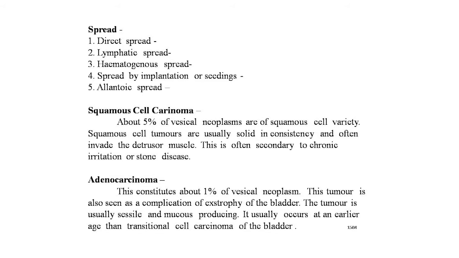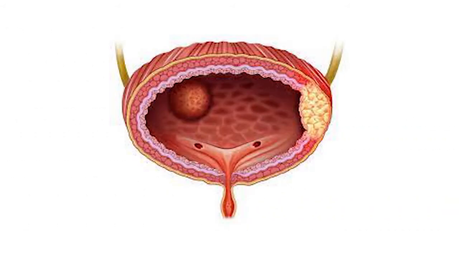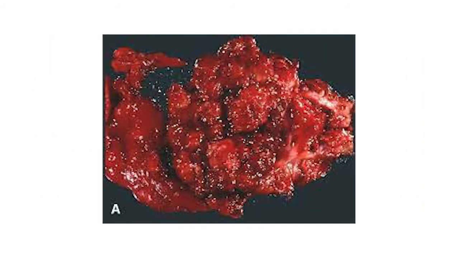Third is the adenocarcinoma. This constitutes about 1% of the vesical neoplasms. This tumor is also seen as a complication of ectopia of the bladder. The tumor is usually sessile and mucus producing. It usually occurs at an earlier age than transitional cell carcinoma of the bladder. Dear students, here the typical picture of adenocarcinoma of the bladder is clearly seen. This is another picture of the adenocarcinoma, resected adenocarcinoma.